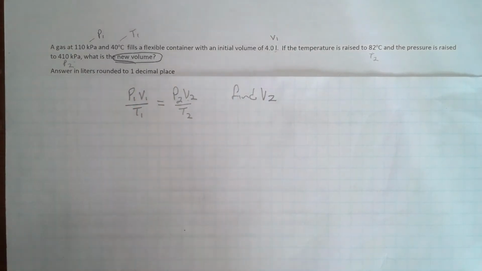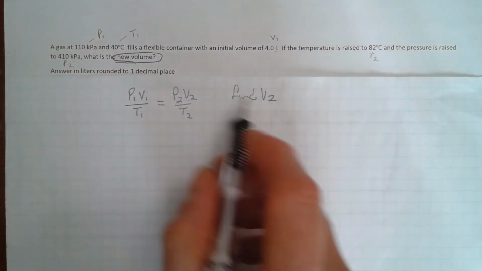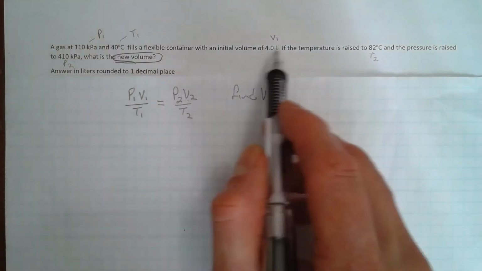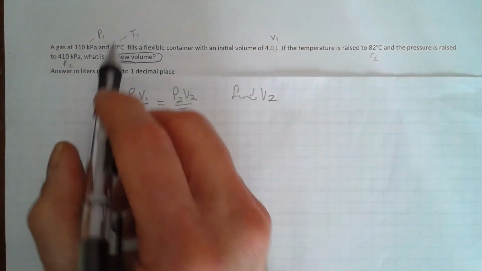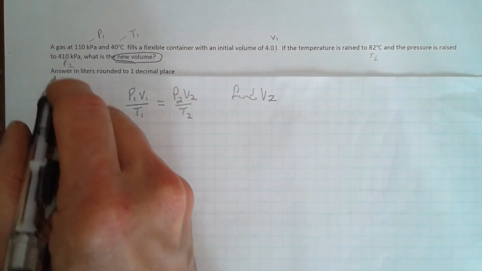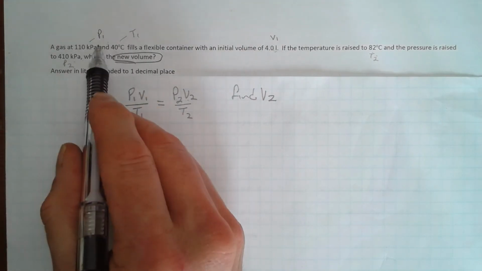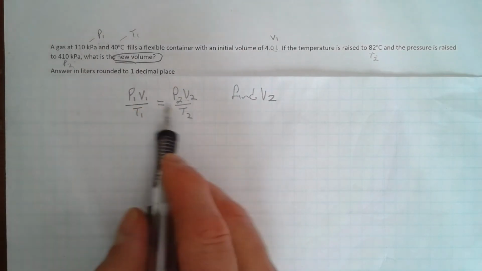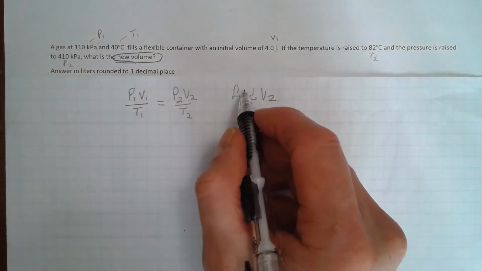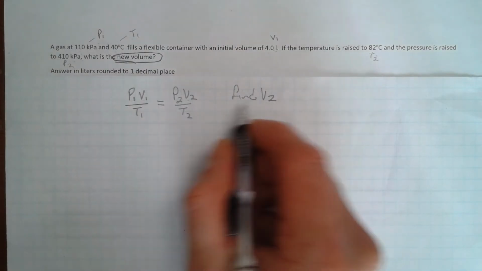So we need to rearrange this equation for V2 first. I've already identified all the different variables. I did it in the problem. You might also make a list. That's fine also, but you do need to keep track of what values correspond to which item in the equation. So rearranging this for V2.